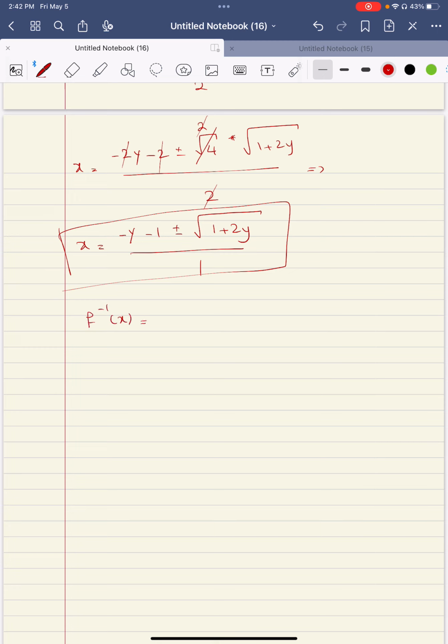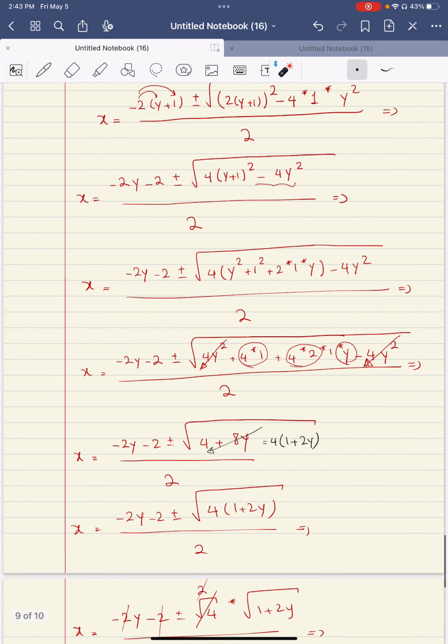I'm going to write it. When you find x as a function of y, you have to write down the inverse of function of x, and then replace the y's with x's. So it will be minus x minus 1 plus minus root 1 plus 2x over 1, which is nothing. So this would be f inverse of x.